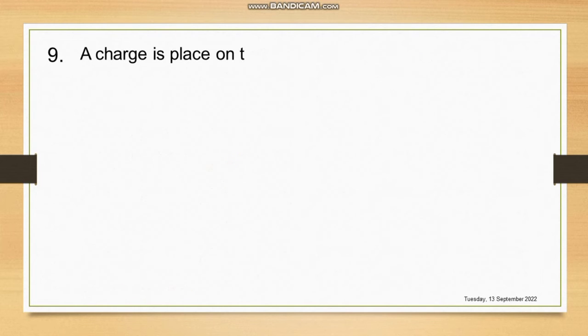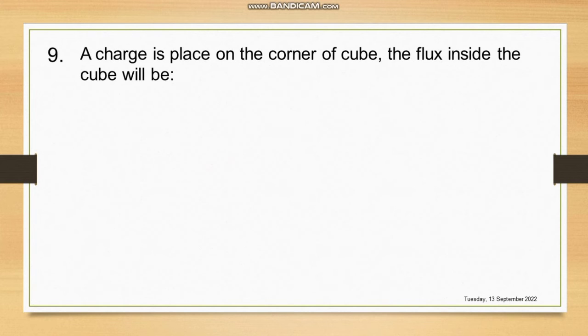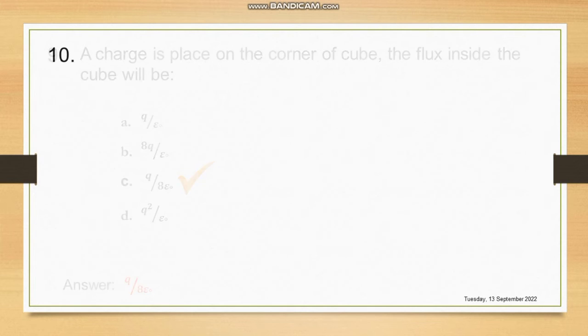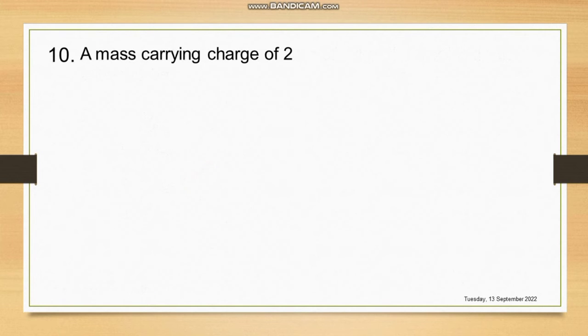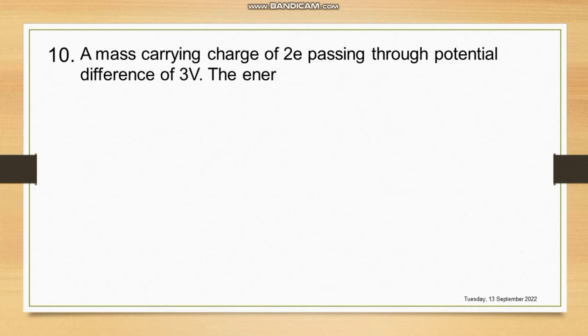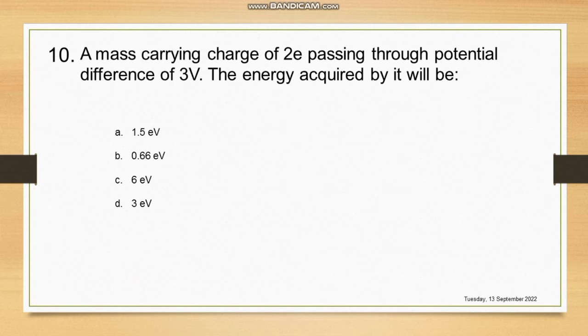A charge is placed on the corner of a cube. The flux inside the cube will be one over 8 times the total flux. A mass carrying a charge of 2 electrons passing through a potential difference of 3 volts. The energy acquired by it will be three electron volts.